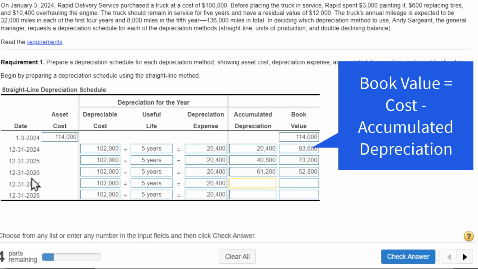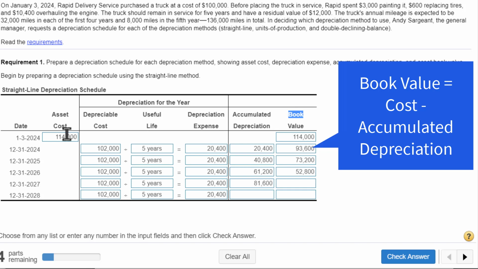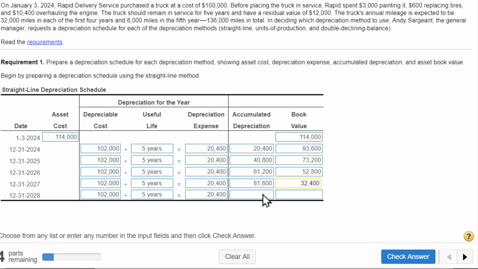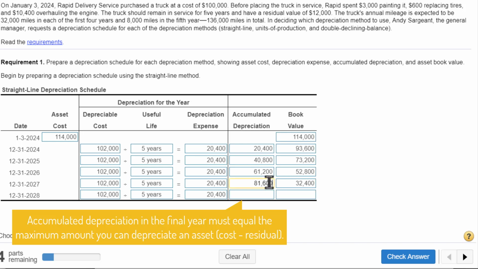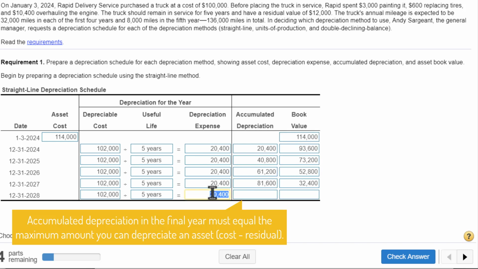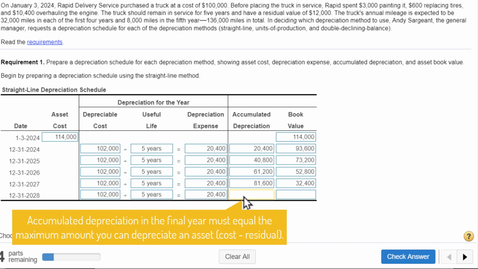The second to last year, 2027. Accumulated depreciation is the previous year's depreciation plus this year's depreciation, which gives us 81,600. For book value, you take the asset cost minus accumulated depreciation, which gives us a book value of 32,400.